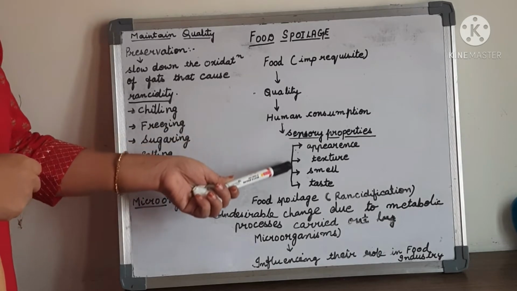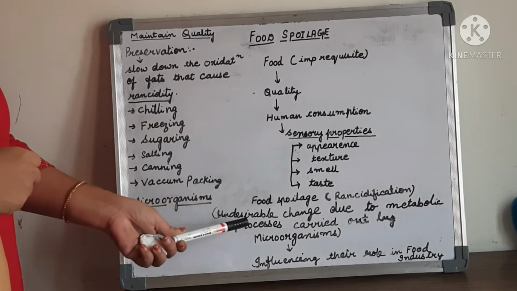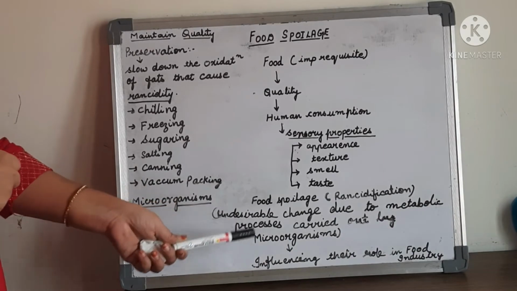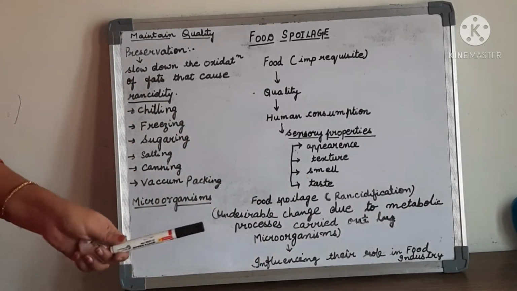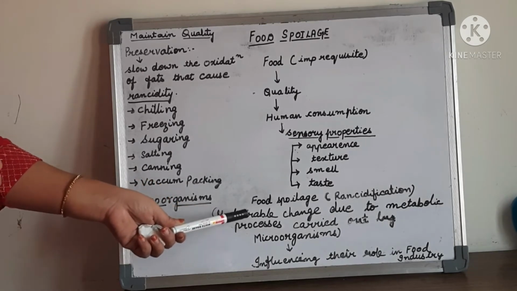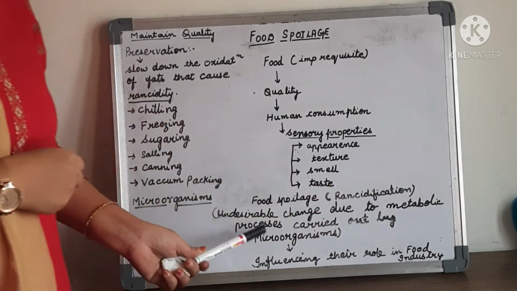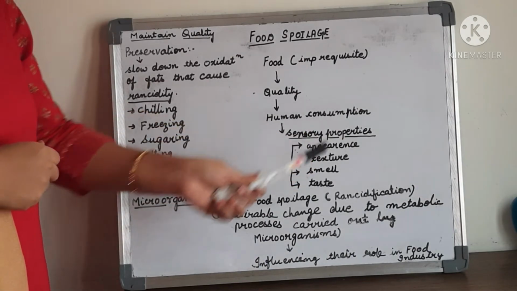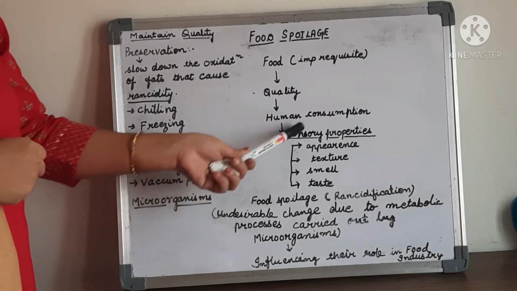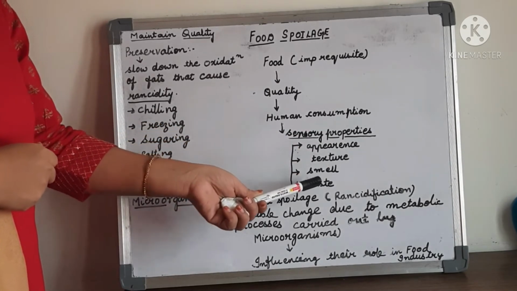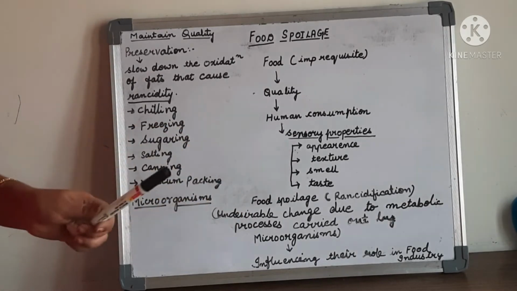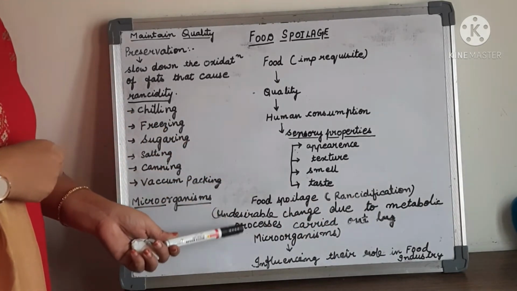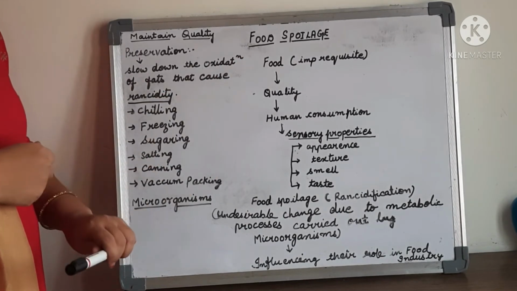Now, food spoilage is nothing but an undesirable change in the sensory properties that is brought about by microorganisms due to their metabolic processes. That is why food spoilage is called an undesirable change due to the metabolic processes carried out by microorganisms that cause a disturbance in the sensory properties. Once again, sensory properties are appearance, texture, smell and taste. Any undesirable change caused in these sensory properties due to the metabolic processes carried out by microorganisms can be defined as food spoilage.